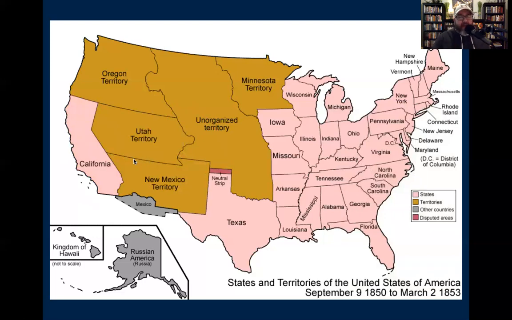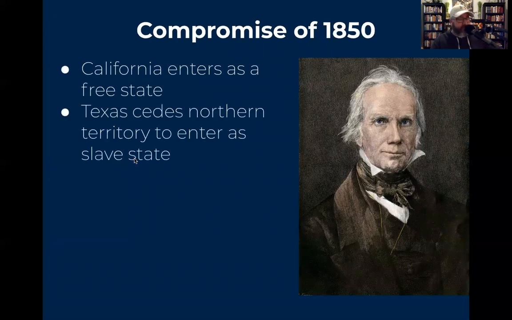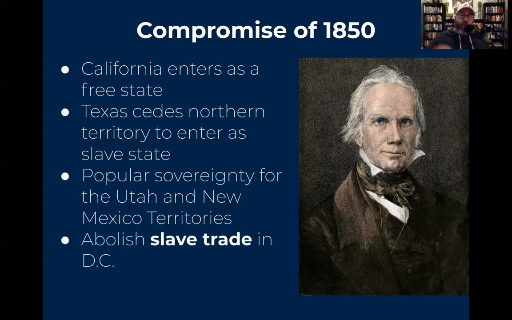So if I'm asking what the Compromise of 1850 did, if California is entering as a free state, Texas is ceding the northern territory to enter as a slave state, and popular sovereignty for Utah and the New Mexico territories, why was that not an issue when it was in Kansas and Nebraska? And it comes to population. There weren't that many people in Utah and New Mexico. So popular sovereignty and the geographic isolation of those areas really didn't prove problematic.